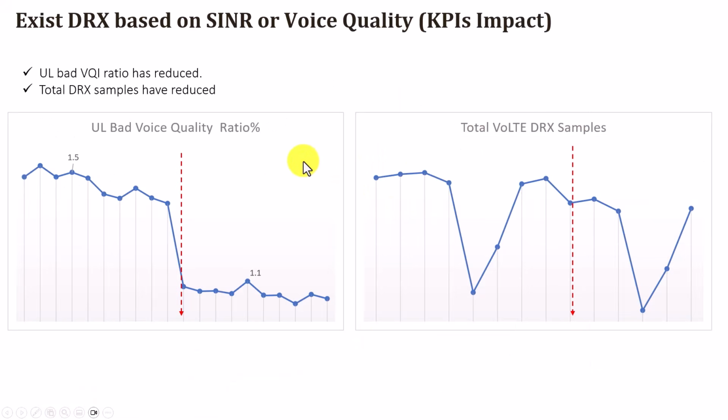The next part I was just showing that this kind of improvement was observed after tuning this feature. The VoLTE uplink packet bad voice quality ratio from the OSS KPI is improved. As you can see here, the ratio was around 1.5%. It reduced to 1.1, even less.